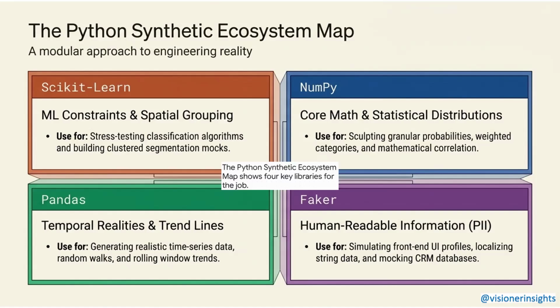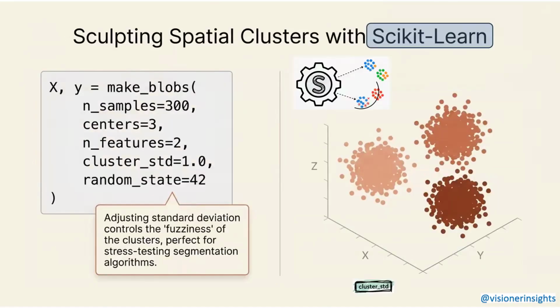Let's kick things off with the specialist in the group, scikit-learn. Now, you probably know it for its incredible machine learning algorithms, right? But what you might not know is that it also has these killer tools for generating data that's perfectly designed to test those very algorithms. So check this out. This is make_blobs. With just a couple of lines of code, we can generate these beautiful, distinct clusters of data points.